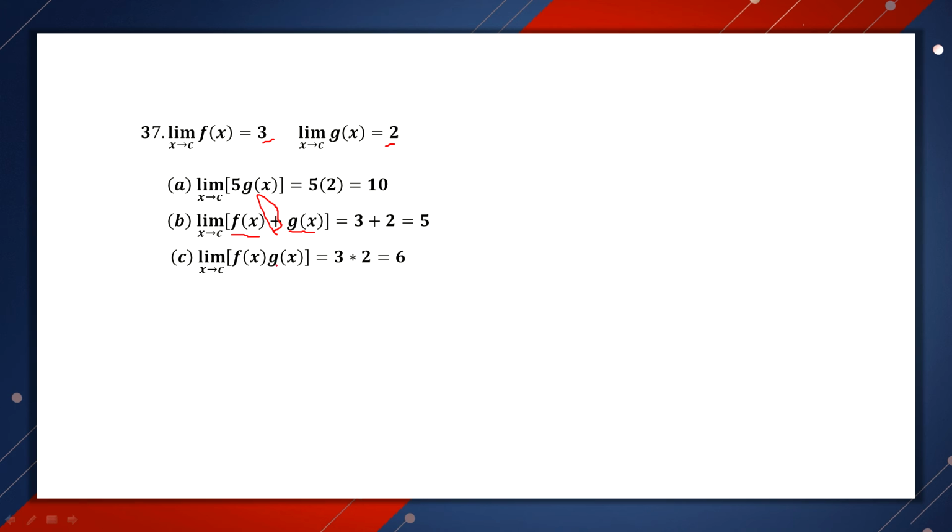The same for this. There is a multiply between them, so we just get 3 here and 2 here, and we got 6. And for d, this is a quotient, and f(x) is equal to 3 and g(x) is equal to 2. So we just divide them and get 3 over 2.